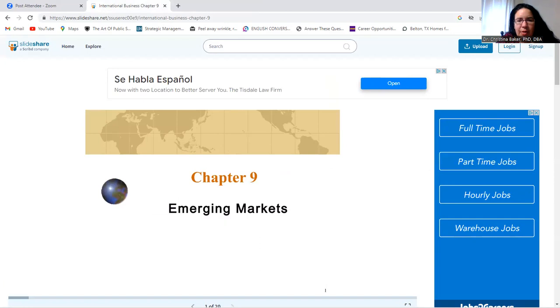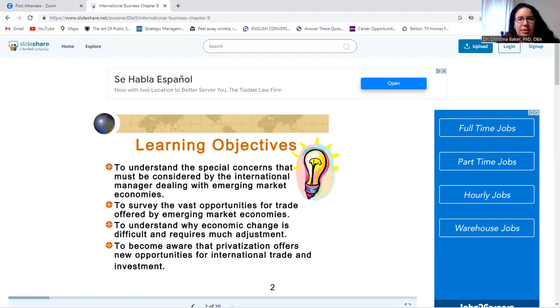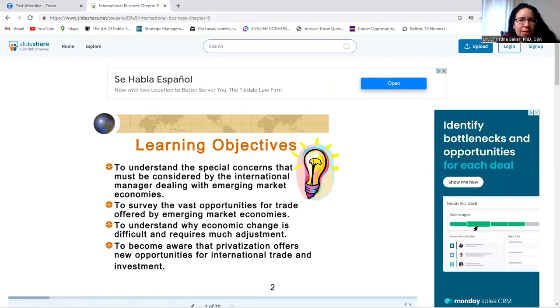Lastly, let's look at emerging markets. The aims are to understand the specific concerns of the international manager dealing with emerging market economies, to survey the vast opportunities for trade offered by emerging market economies, to understand why economic change is difficult and requires adjustment, and to become aware that privatization offers new investments for international trade and investment.